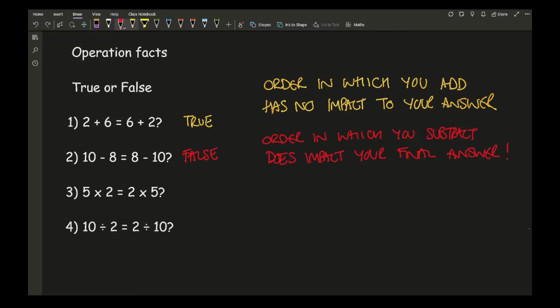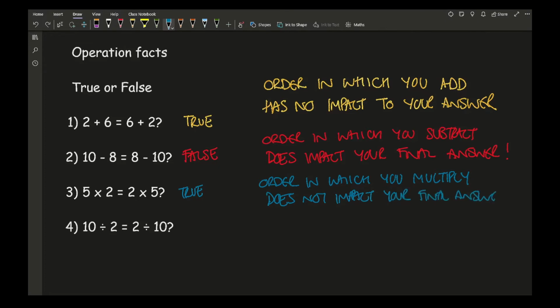Now then, next we move on to multiplying. So is 5 times 2 the same as 2 times 5? And that answer there is true. So again, the order in which you multiply does not impact your final answer.